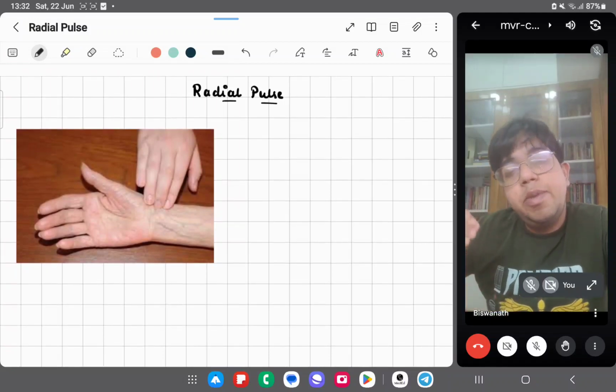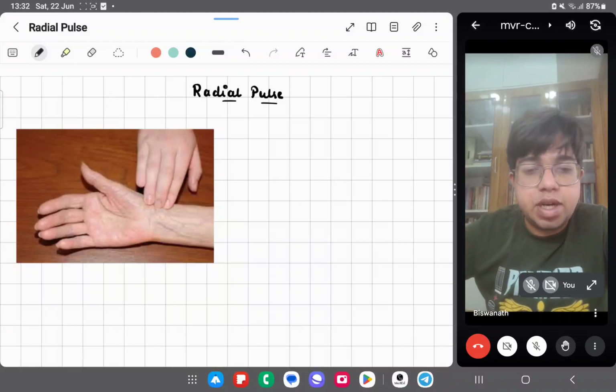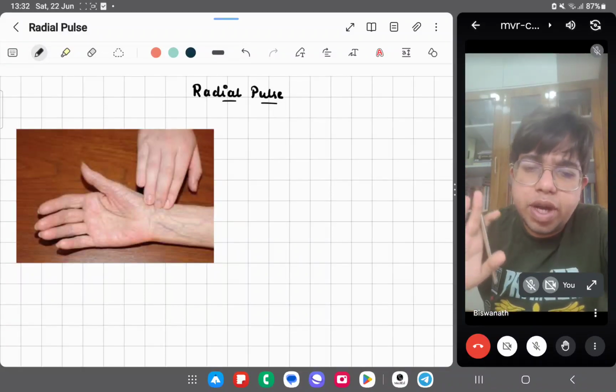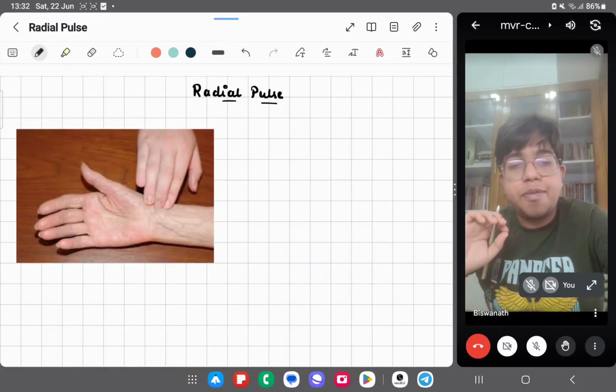So radial pulse. Radial pulse is the rhythmic expansion of the radial artery when the pressure waves are transmitted. We know the systole, diastole, and other basic things. I'm not going into that depth. I'm discussing here the practical aspects which you have to understand.